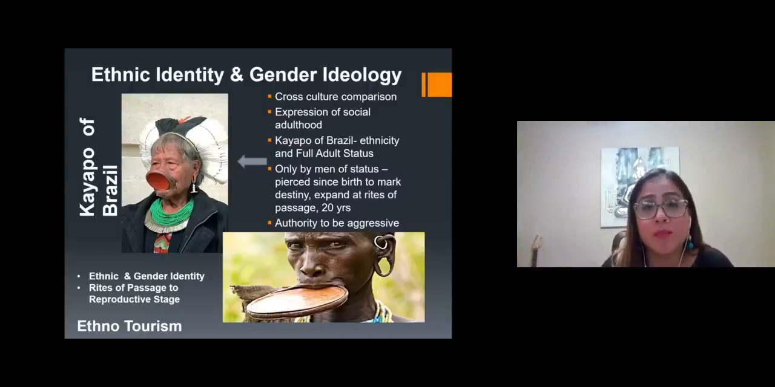And later on, we'll see other examples of body modifications that are done to males. But in Brazil, there is a group called the Kayapo, and for the Kayapo also the plate represents ethnicity, but it also represents status. Only those male babies that are destined to be the leaders get pierced right at birth, and then they start expanding the plate until they reach the rites of passage and rites of full adulthood, probably around the age of 20, and therefore they take their position as the leader. And so here we have a form of social expression, social adulthood, ethnicity, and status.